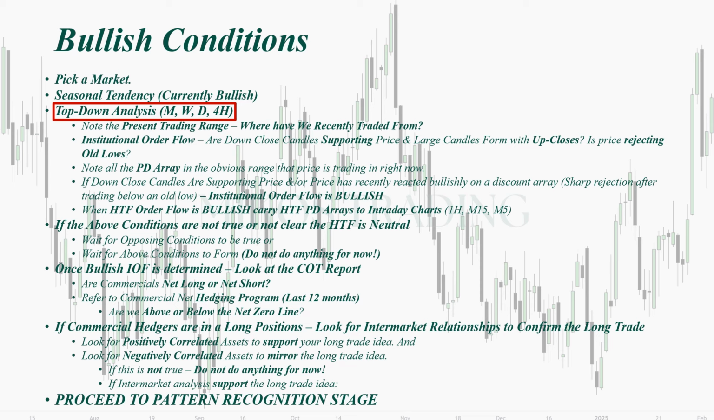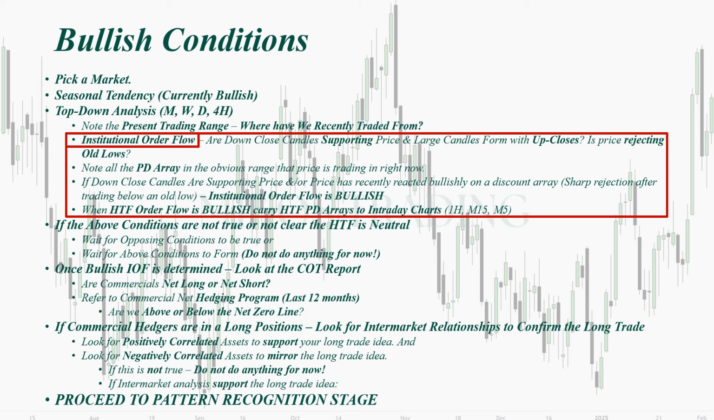We always start our top-down analysis on the monthly chart, and then repeat the same process on the weekly, daily, and 4-hour charts. I always start with noting the present trading range and asking myself where have we recently traded from. After that, I proceed to the most important part of the top-down analysis, that is determining institutional order flow.